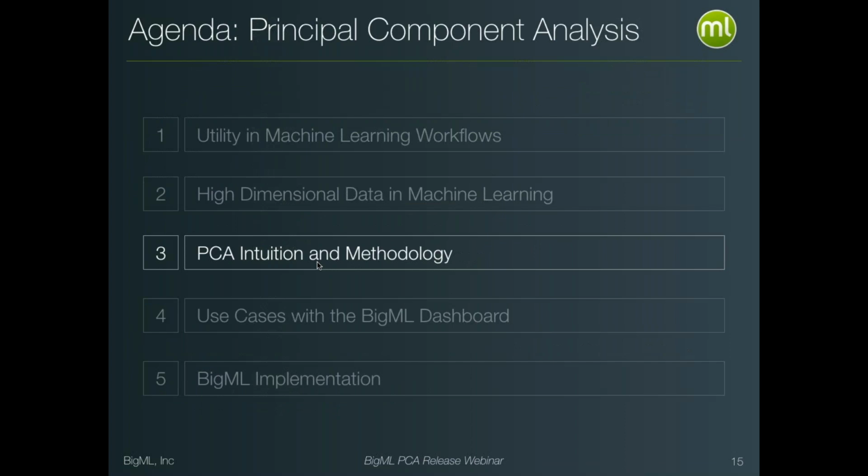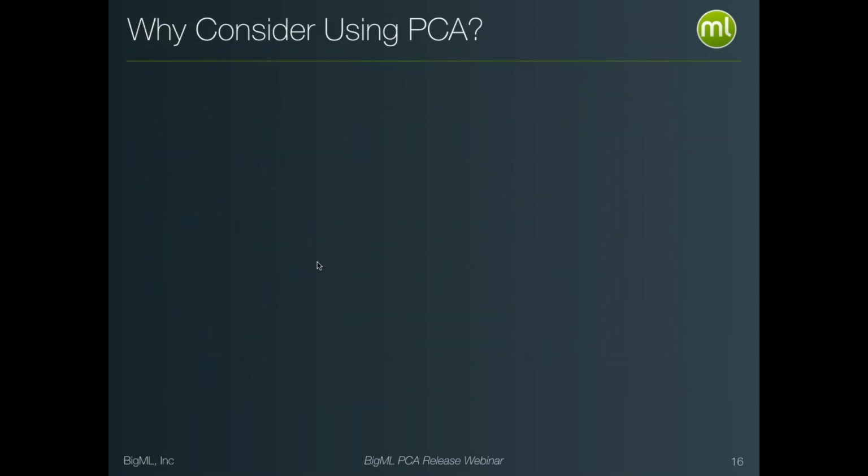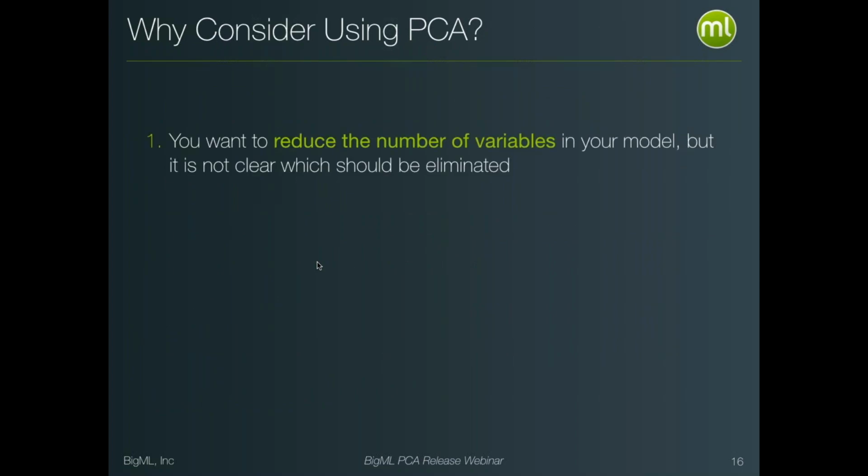I want to now talk more about the actual intuition and methodology behind principal component analysis. Why would you consider using principal component analysis? I've alluded to this quite a bit in the beginning, but the main reason you'd want to consider using PCA is that you want to ultimately reduce the number of variables in your model. But you could do that with a feature selection technique, possibly just as easily as with something more complicated like PCA. You also might be in a situation where it's not clear which features you actually want to eliminate.